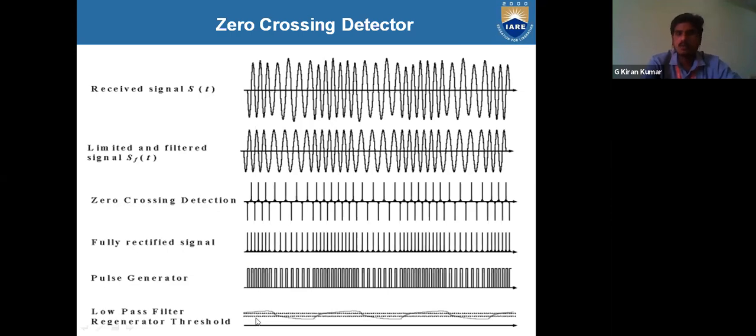Based upon the threshold voltage, it can produce the low pass signal, m(t), as a demodulated signal. Later on, we will use some amplifiers, and then we will get the smooth output of m(t), whatever data was transmitted from the transmitting end can be received at the receiving end. So like this, we have to perform the zero crossing detection in the zero crossing detector. Okay, so like this, we can perform FM demodulation by using a zero crossing detector.